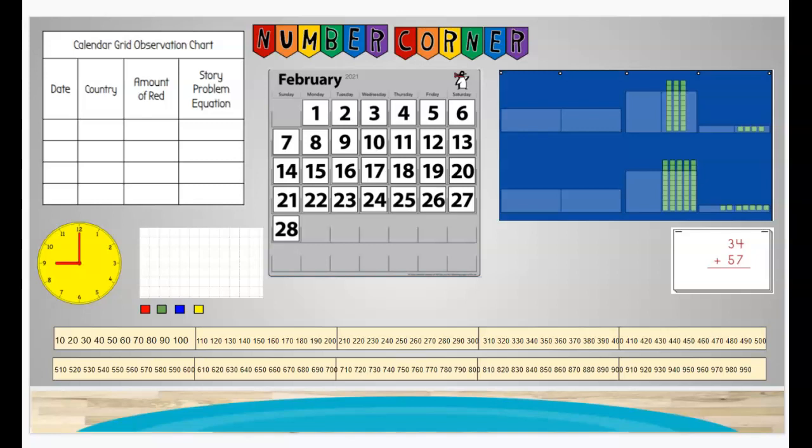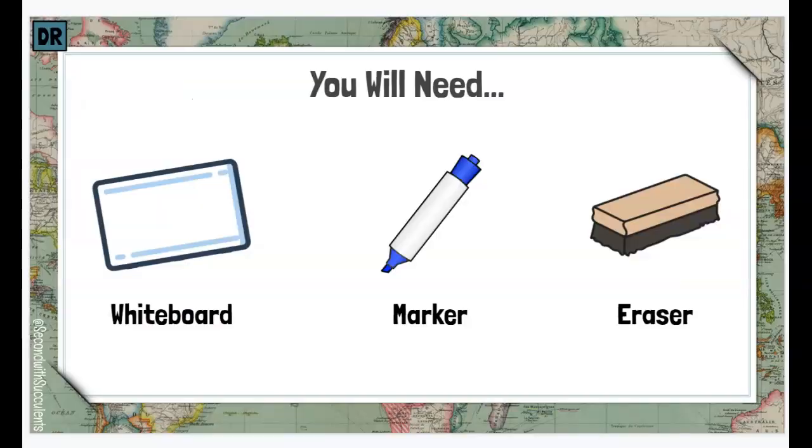For Number Corner today, we are going to be solving story problems around the world and looking at thirds. Here's what you need. You will need a whiteboard, marker, and eraser. If you don't have a whiteboard, a piece of paper and a pencil will work just fine. You can pause the video now to get what you need.